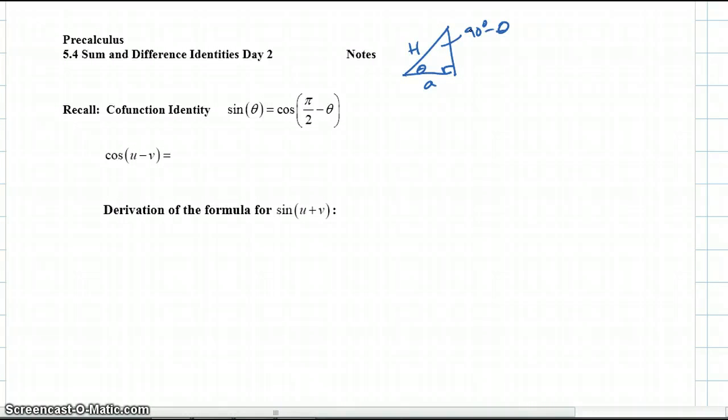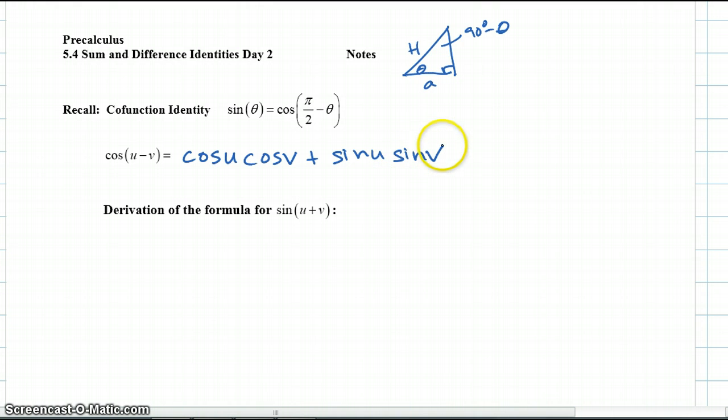And the second one is the difference of cosine. The cosine of u minus v from yesterday was equal to cosine of u, cosine of v, plus the sine of u times the sine of v. So today we're going to talk about the derivation for sine of u plus v.